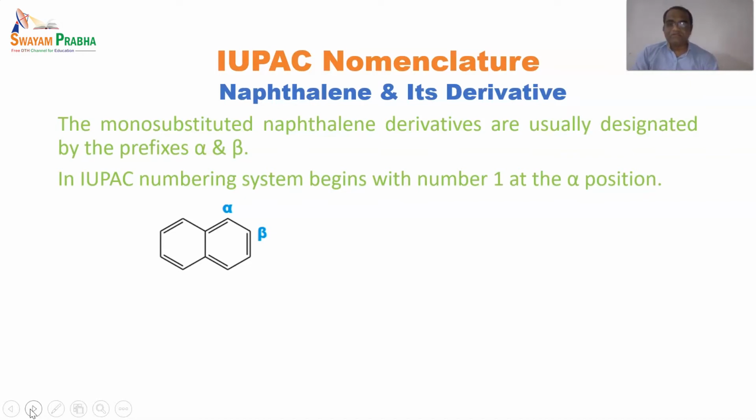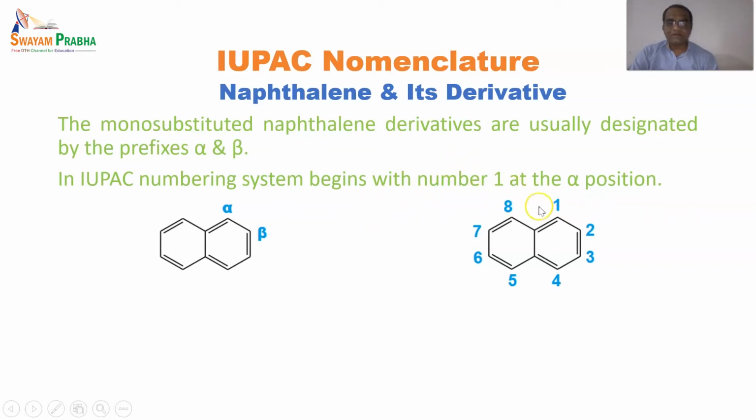Two benzene rings have been fused. So from alpha, numbering starts: alpha, beta, gamma. Usually we come across these two structures in this course, that is alpha and beta substituted. So numbering starts from an alpha position.